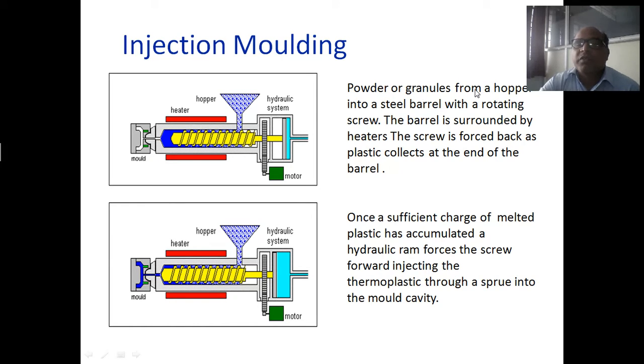Powder or granules are fed from a hopper into a steel barrel with a rotating screw. The barrel is surrounded by heaters. The screw is forced back as plastic collects at the end of the barrel. Once a sufficient charge of melted plastic has accumulated, a hydraulic ram forces the screw forward, injecting the thermoplastic through a nozzle into the mold cavity.